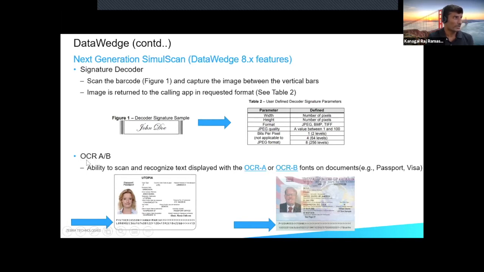So the next one is the OCR A and B. If your use case requires scanning the passport or visa, based on the OCR type, you can scan the data from the passport or visa. In this case, this is the data here, the bottom one.